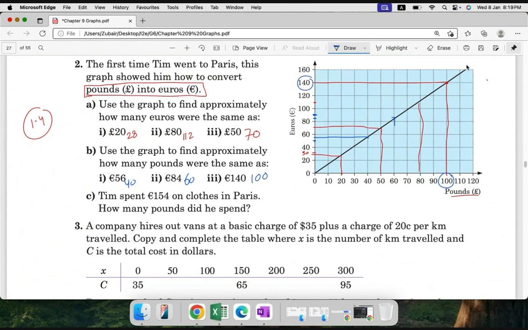Tim spends 154 euros on clothes in Paris. How many pounds did he spend? So 154. This is 140, 150, and 154 is slightly above that. It should strike at this point. This mid was 150, this mid again is 155, and a little below that is 154. So this is 110 pounds.